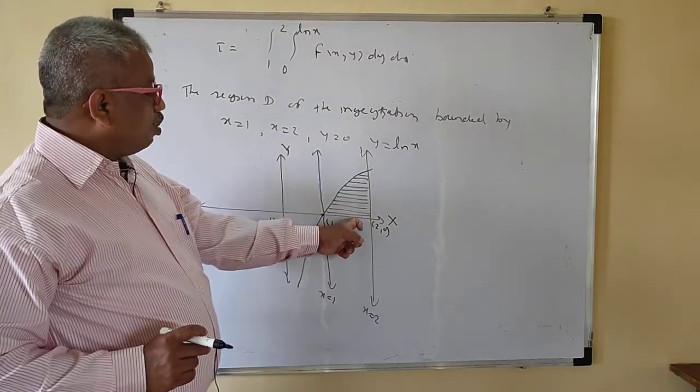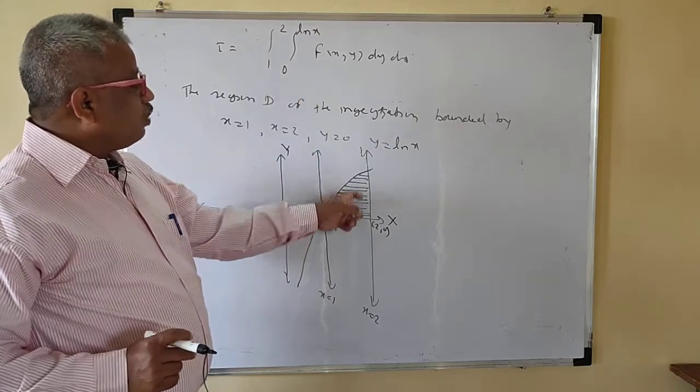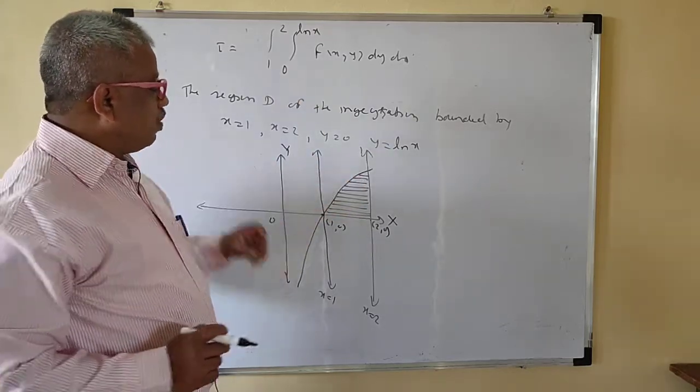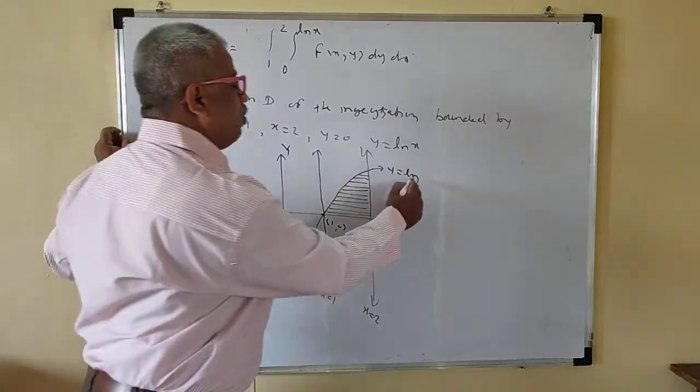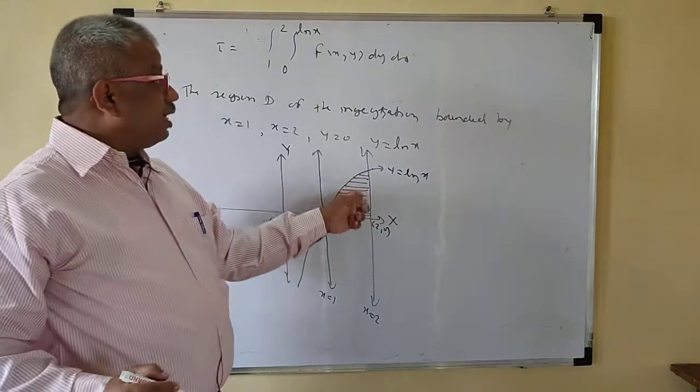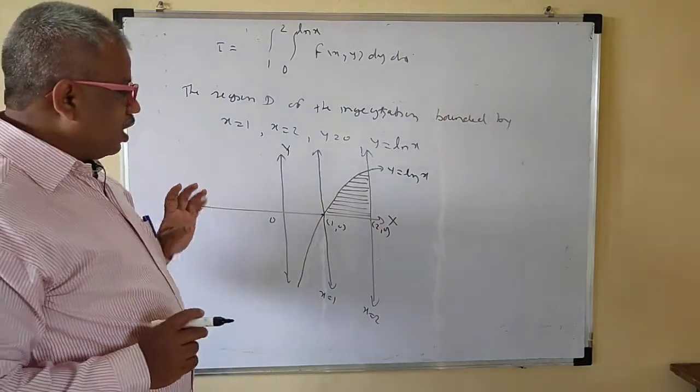Now strip parallel to y axis means what? Y from the lower curve is 0. Yes. And y from the upper curve: this is the graph of y is equal to ln x. So y from the upper curve is ln x. So this is correct.